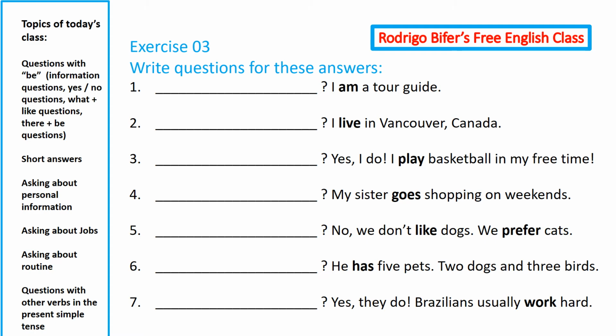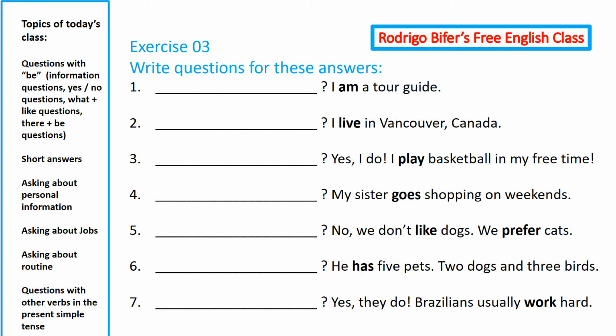For number 1, we have the verb be, I am. But for the others, we have I live, I play, my sister goes. We don't like dogs, we prefer cats. He has 5 pets. And number 7, Brazilians work hard. So we're using verbs like go, play, live, work, have, like, prefer, which are other verbs that are not the verb to be. But for question number 1, we can use a different verb too, not the verb to be.